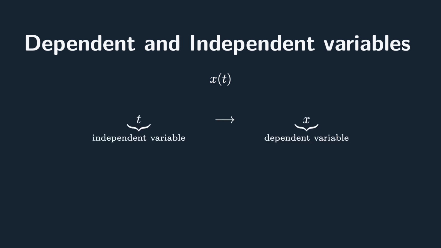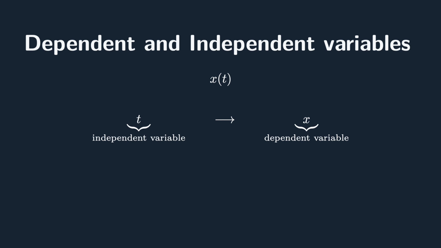Now, let's make the idea of dependence more explicit. If we write x of t, we are saying that x depends on t. Here, t is the independent variable. It is the variable we use as the reference. In the dynamic systems we will focus on, this is usually time.